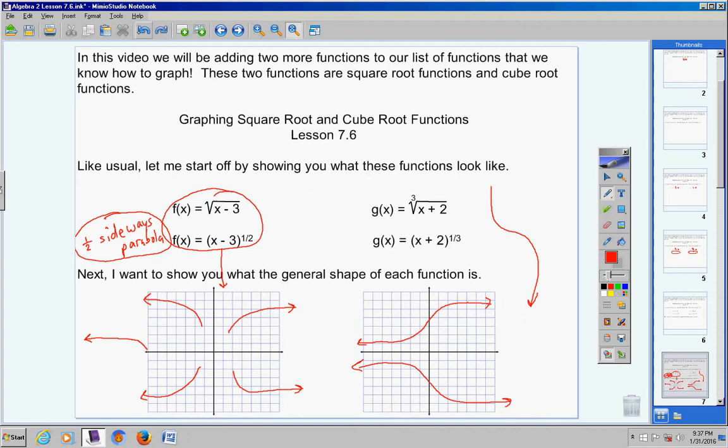So over here, there were 4 different possibilities of directions. Over here, there's just 2. One that starts up and goes like this, and one that starts down and goes like this, okay? That's it. So that's what these graphs look like. So if I'm going too fast, pause the video. I'm not trying to rush. That's just as simple as it gets, okay?